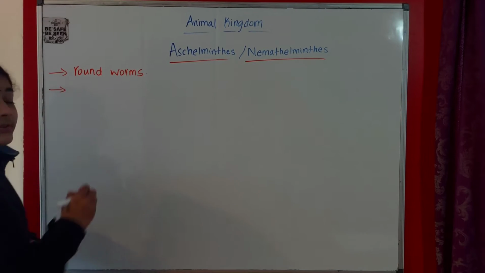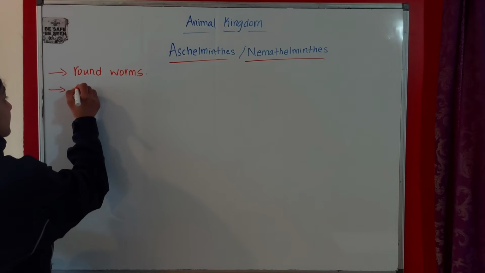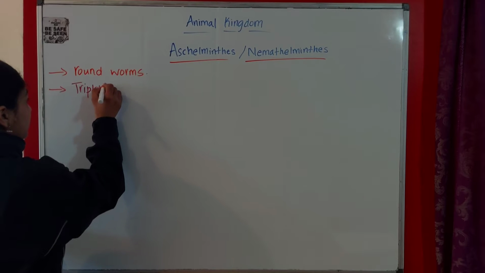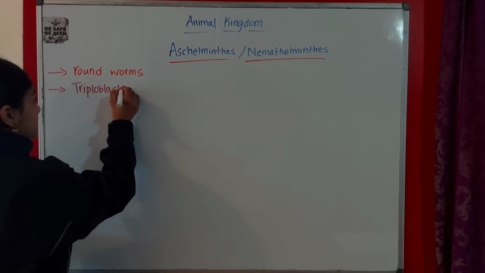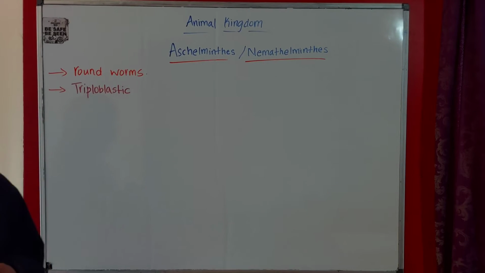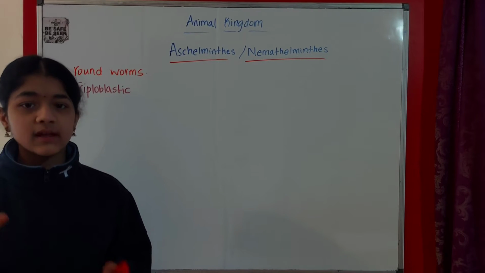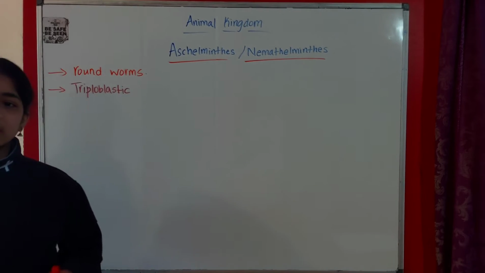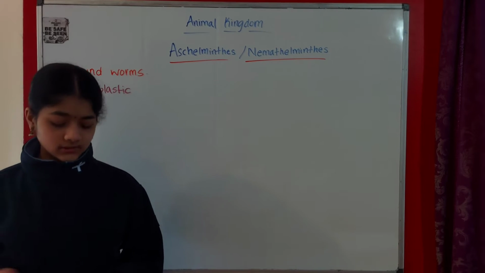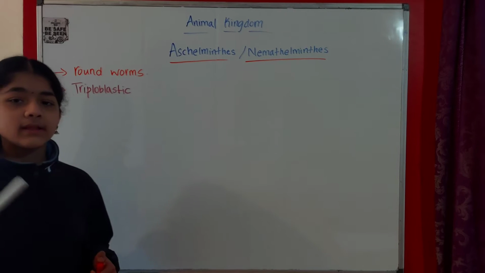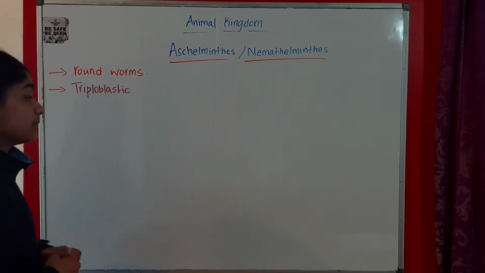Let's talk about some of its general characteristics. They are triploblastic. What do we mean by triploblastic? Triploblastic means there are 3 germ layers in the embryonic stage. The 3 germ layers are endoderm, ectoderm and mesoderm. The outer one is ectoderm, the inner one is endoderm and the middle one is the mesoderm layer.